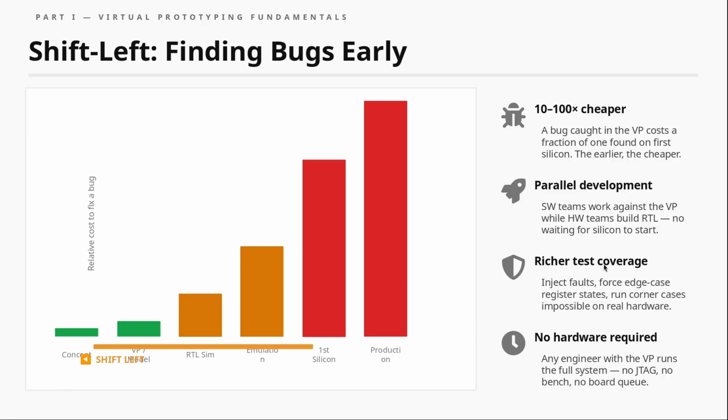Again, you get rich test coverage since it is now software. You can write regression tests, you can inject faults, you can do whatever you want, just like you develop your software. Then the biggest advantage is no hardware required. So months before your tape out is actually even possible, any engineer, whether in the RTL team or the software team, knows that the thing is already running. So I already have the behavior of the chip that is going to be taped out. So there is no hardware requirement.